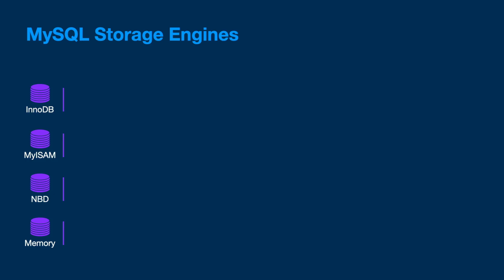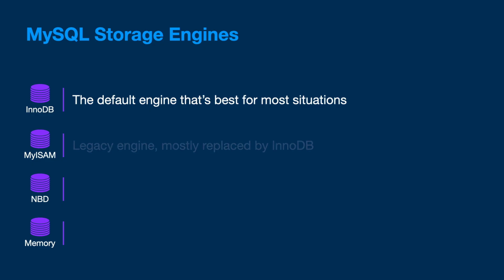More on the storage engine options. Our primary one is InnoDB. It's the default engine that's best for most situations, the go-to relational database engine. This is also the one that we will primarily focus on for this course. MyISAM is a legacy engine, mostly replaced by InnoDB, although it's still sometimes used for read-only reporting tables.